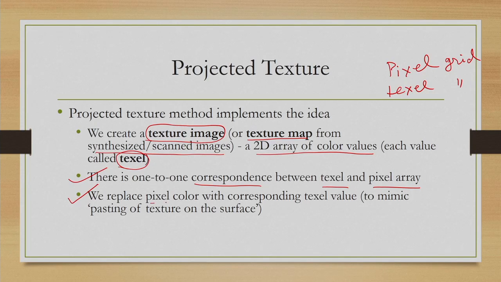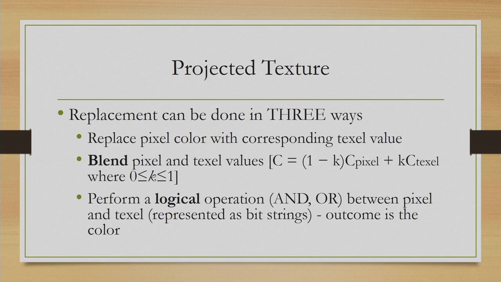Then what do we do? We replace the pixel color with the corresponding texel value to mimic the idea that we are pasting the texture on the surface. So, the first stage is creating the texel grid, which is the creation of the texture pattern. Then we paste by replacing the pixel values with the corresponding texel values, where there is a 1-to-1 correspondence between the pixel and texel grid elements. Now, this pasting or replacement can be done in different ways. Broadly, there are 3 ways.